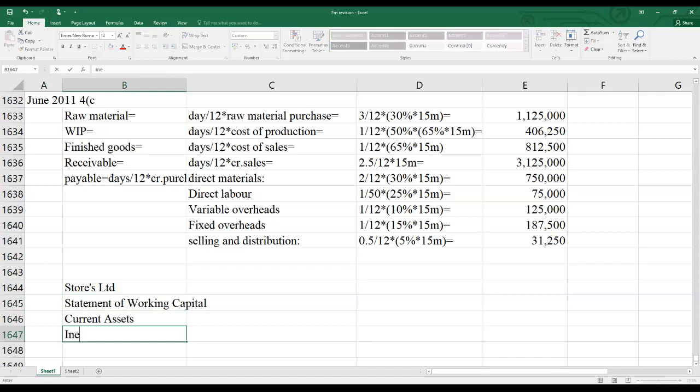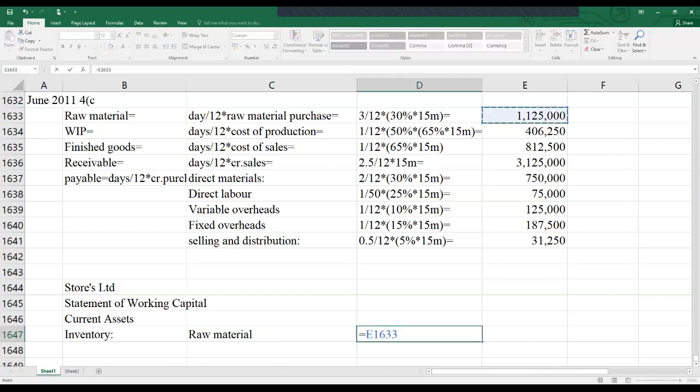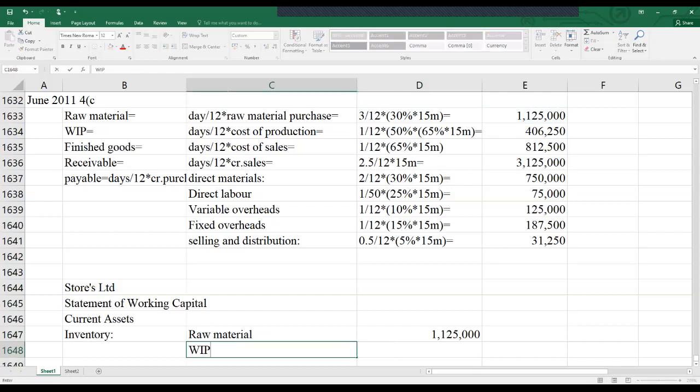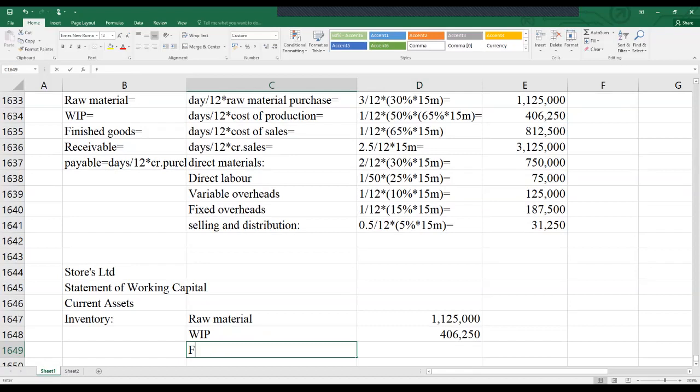So you can begin with inventory. And for this case, inventory, we have raw material. This company is involved in manufacturing, so it has raw material, which is equal to 1 million. Okay, it has work in progress. Recall my workings. It has finished goods.